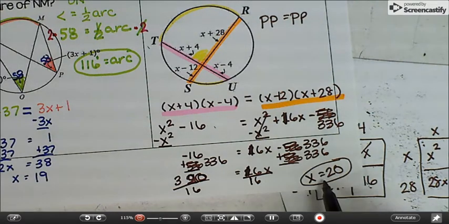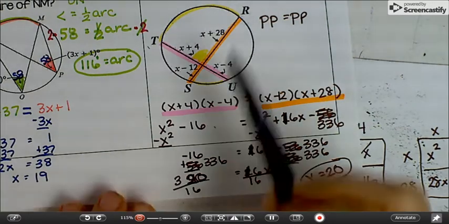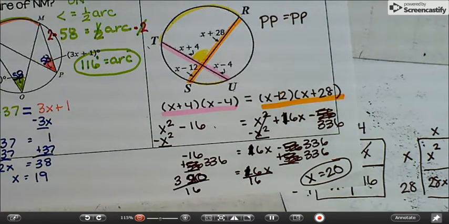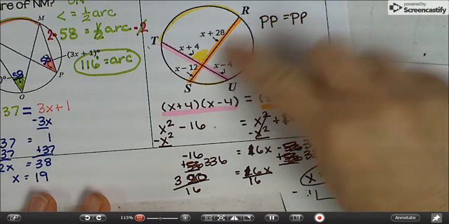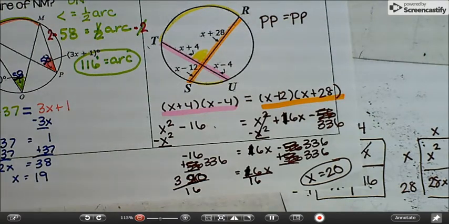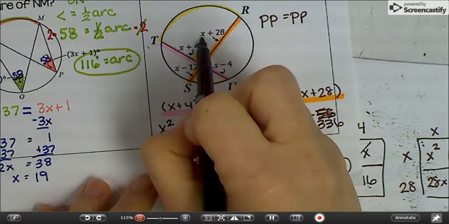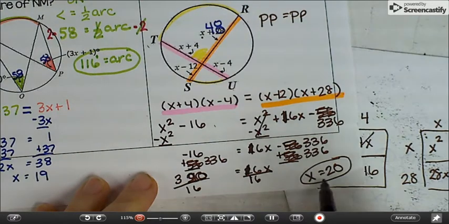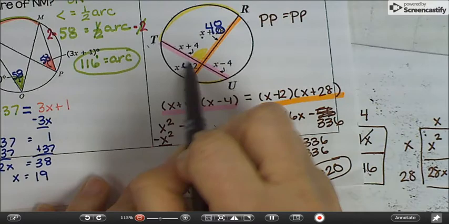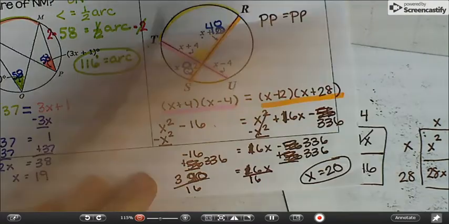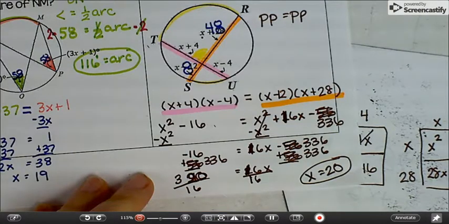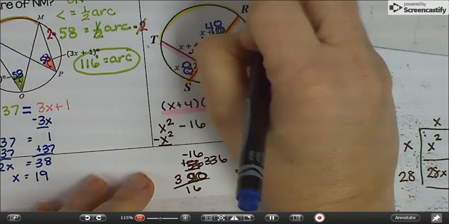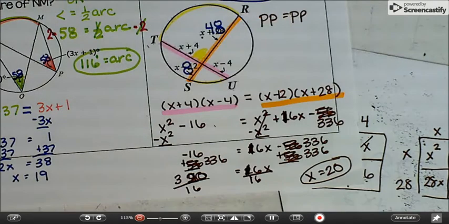All right, so x equals 20, but the instructions say we want to find the length of our s, this part. So if we want the length of that, we need to plug 20 in. 20 plus 28 is 48. 20 minus 12 is 8. So our s equals 56. Not degrees, because we're talking about segments.